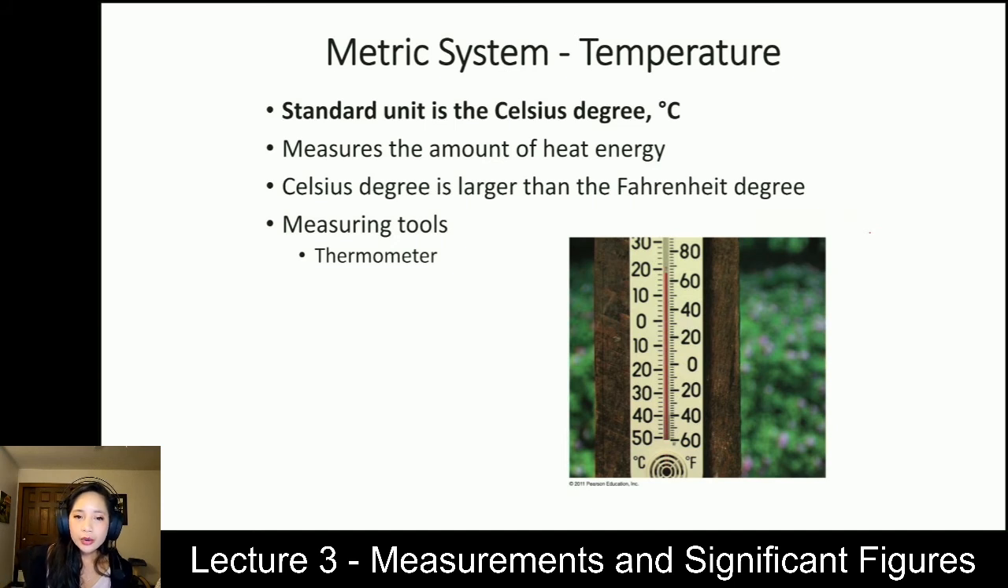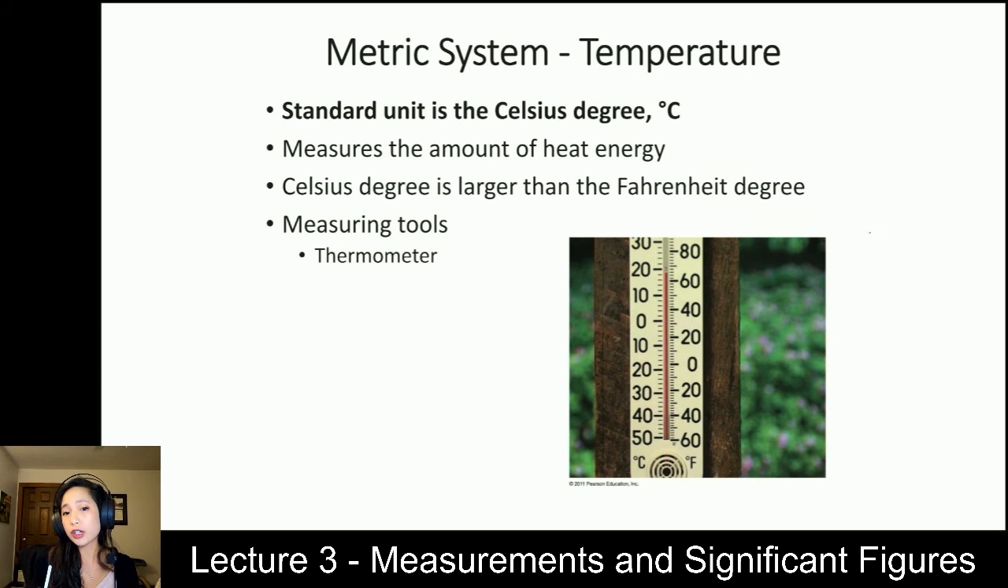Those thermometers that OSU gave us in those welcome bags, I think they only take temperature in Fahrenheit. But in lab, we will be using the standard metric unit of temperature, and that is Celsius. We still call it a degree, so it's degree Celsius, just like we say degree Fahrenheit. Temperature measures the amount of heat energy present in a sample. The Celsius degree is larger than a Fahrenheit degree, so with a change from 22 degrees Celsius to 23 degrees Celsius, you will feel more of a temperature difference.